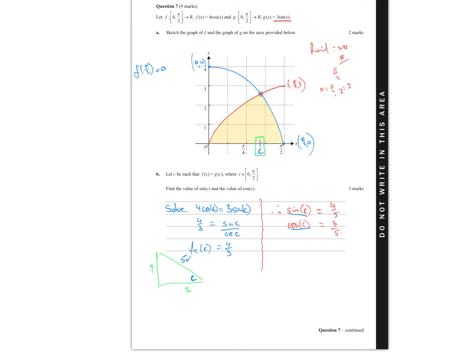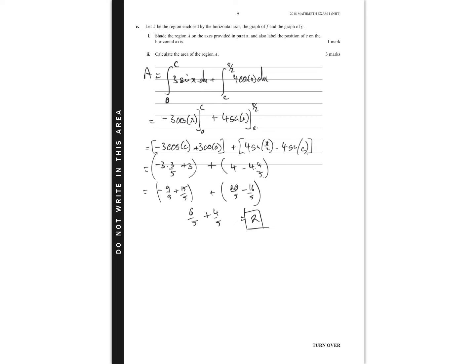What else do we do? Find the value of sine C, find the value of cos C. So you can see back there, my point C. C is the x coordinate of the point of intersection, which is down there on the axes. I'm going to have to split my integral up, aren't we? That's the easiest way to do it. So from 0 to C and then from C. Let A be the region enclosed by the horizontal axis and the graph of f. On the axis, show the region A and also label the position of C on the horizontal axis. Calculate this area. Pi on 2, which I've got here. It's from 0 to C and then from C to pi on 2.